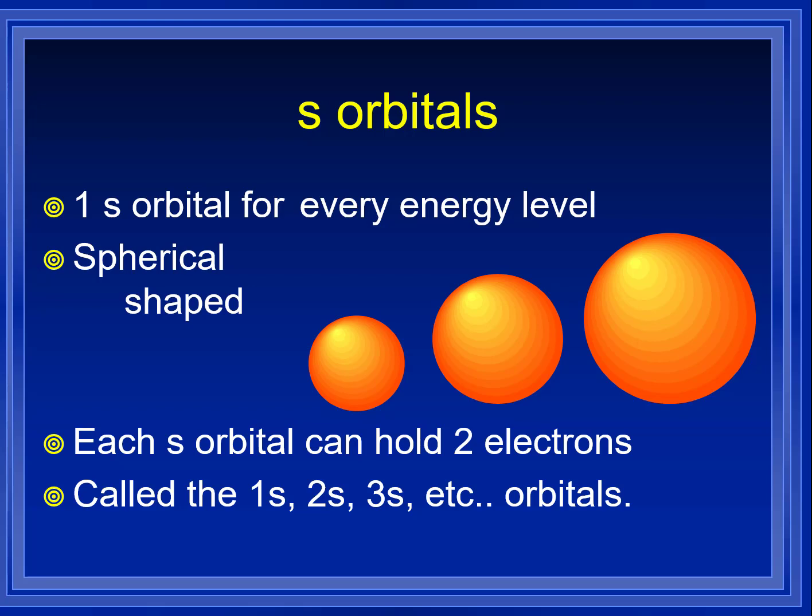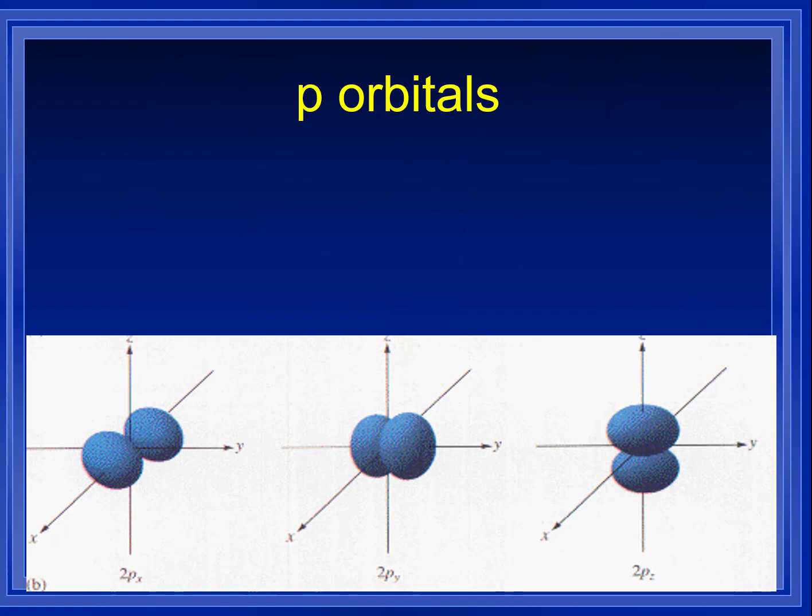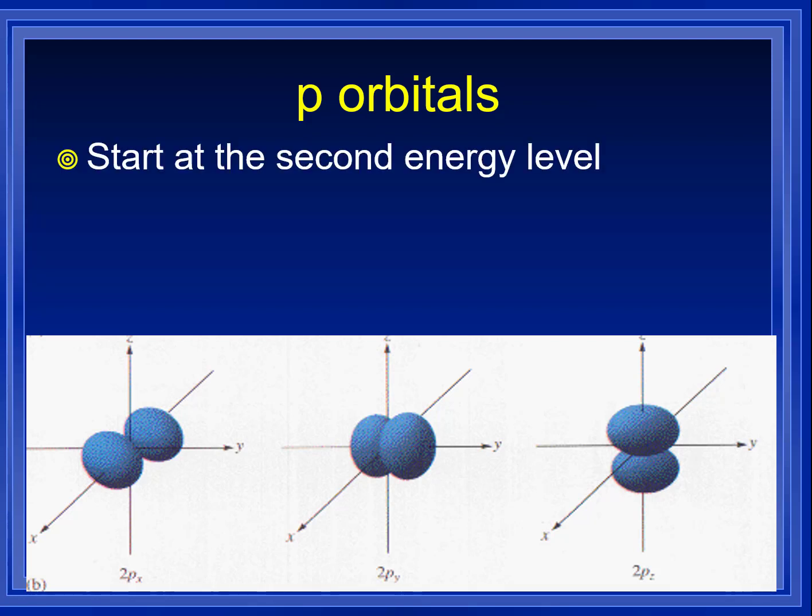Okay. The second group of orbitals are called p orbitals. There are no p orbitals on the first energy level. They start on the second energy level, and there's a p orbital every level after that. So there's a p orbital on the second energy level, there's a p orbital on the third energy level, there's a p orbital on the 17th energy level.